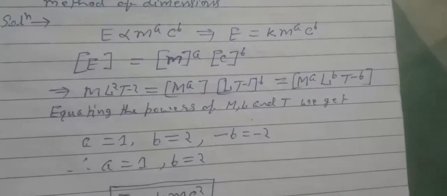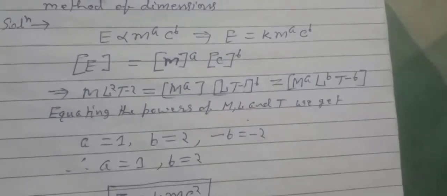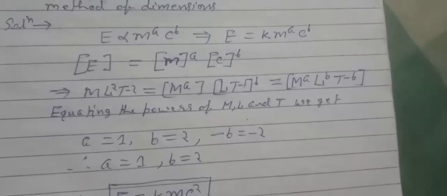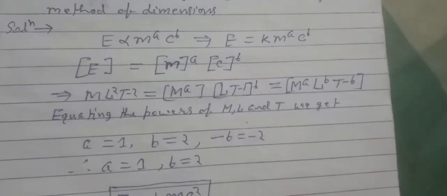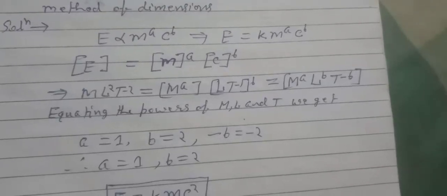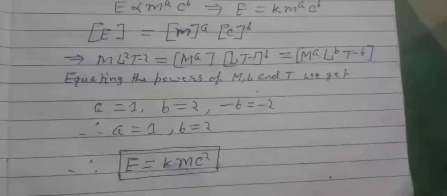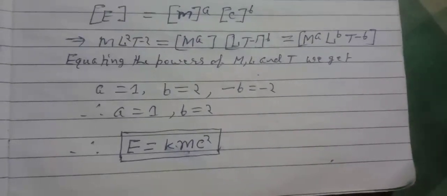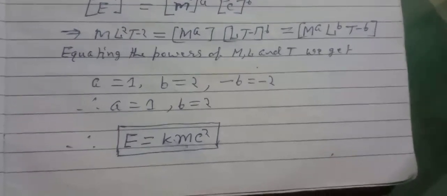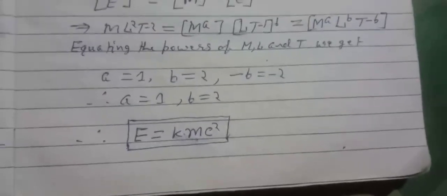This implies M L^2 T^-2 equals M^A, (L T^-1) to the power B, which equals M^A L^B T^-B. Equating the powers of M, L and T, we get A equals 1, B equals 2, and minus B equals minus 2. Hence A equals 1 and B equals 2. Hence the above formula becomes E equals K into m c square.